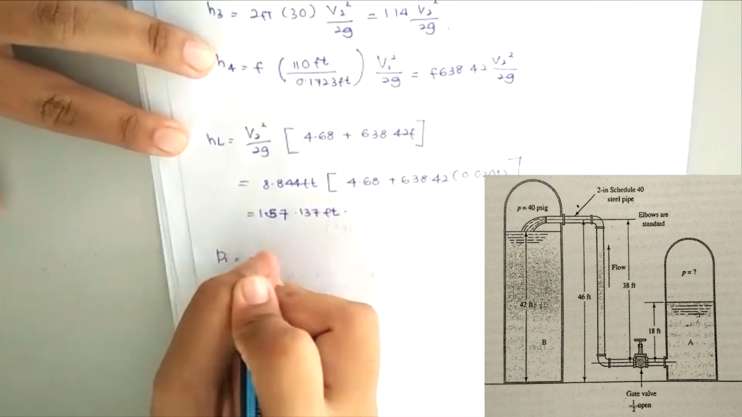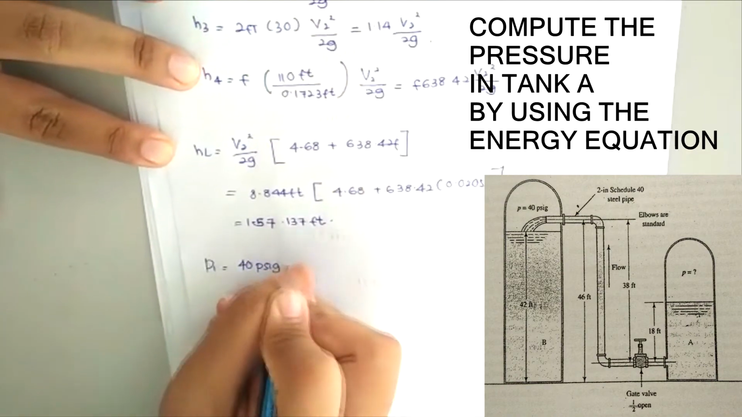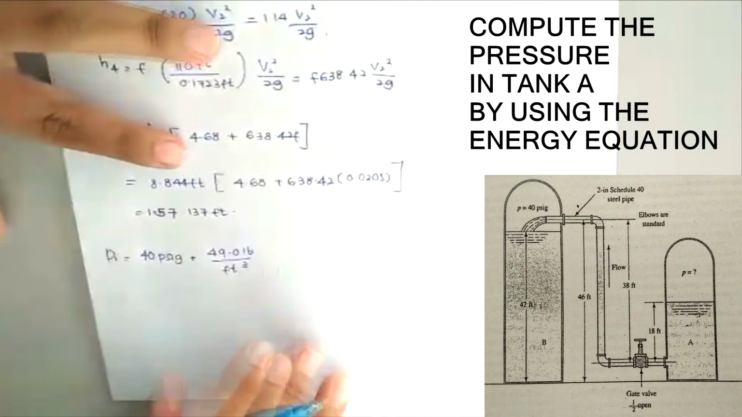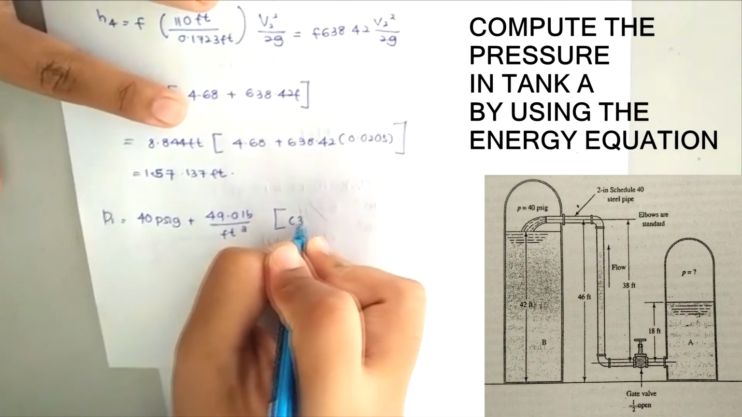Now, we have found all the values needed in the general energy equation. So, substitute all the values found to get the pressure in tank A, which is P1.